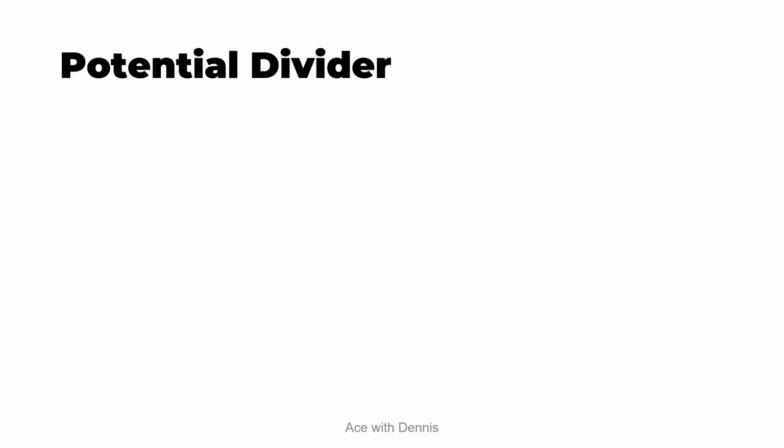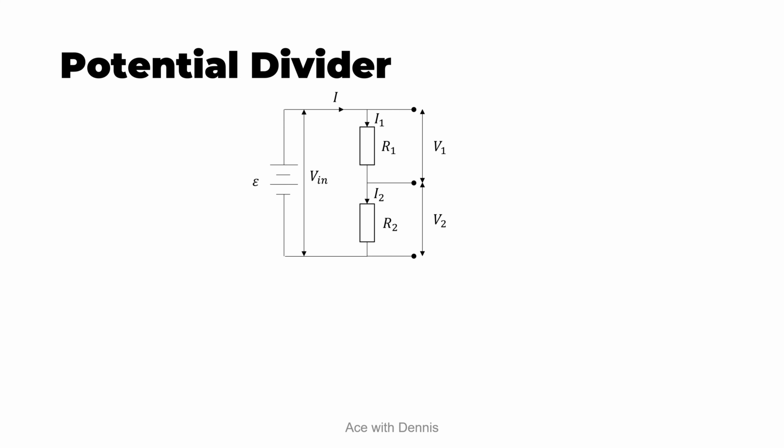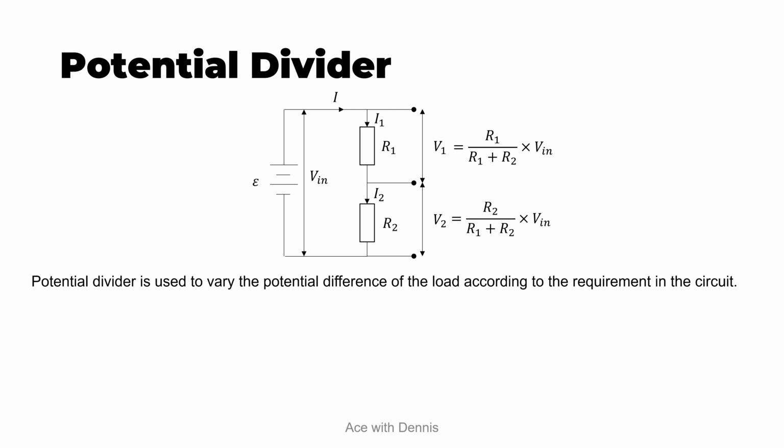The first electronic component that we want to discuss is potential divider. Here is the circuit of a potential divider. In the previous chapter, we know that the formula for V1 is R1 over R1 plus R2 times Vin. For V2, it is equal to R2 over R1 plus R2 times Vin. Potential divider is used to vary the potential difference of the load according to the requirement in the circuit.